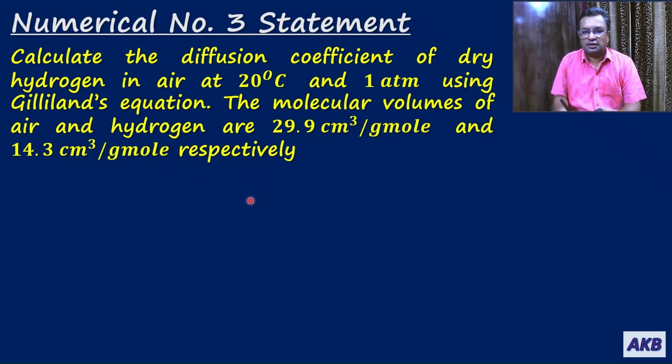So now we have to find out the diffusion coefficient of dry hydrogen in air at a temperature of 20 degrees Celsius and a pressure of 1 atmosphere. In this case, we have to use Gilliland's equation for getting the diffusion coefficient. What is given to us? The molecular volumes of air and hydrogen are given to us. For air, it is 29.9 centimeter cube per gram mole, and for hydrogen, it is 14.3 centimeter cube per gram mole, respectively. So let us solve this.